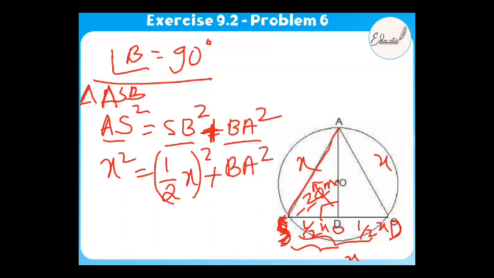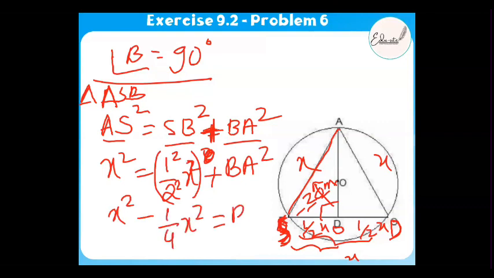So we just move this side. Let's move all of this over that side. So it is X square minus, squaring this, how it becomes 1 square, 2 square, X square, right? Squaring comes inside. So it becomes minus 1 by 4 X square, right, beta? Is equal to BA square.